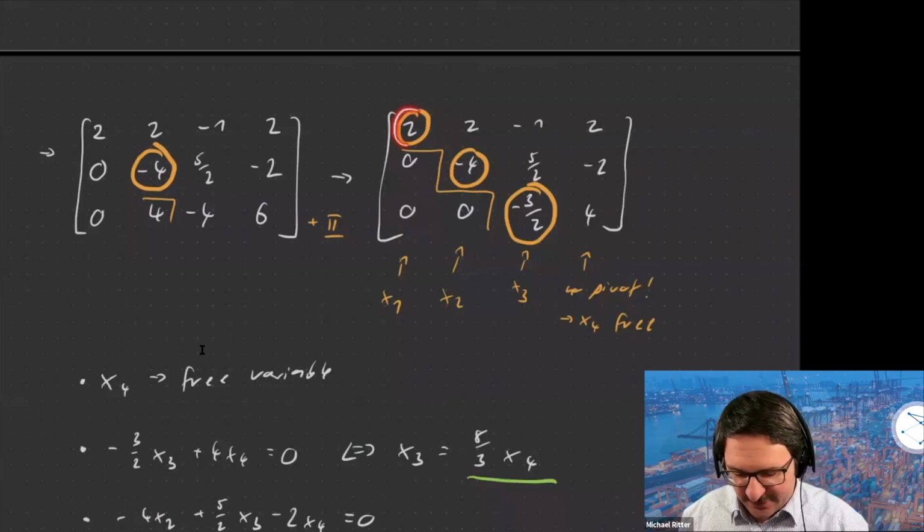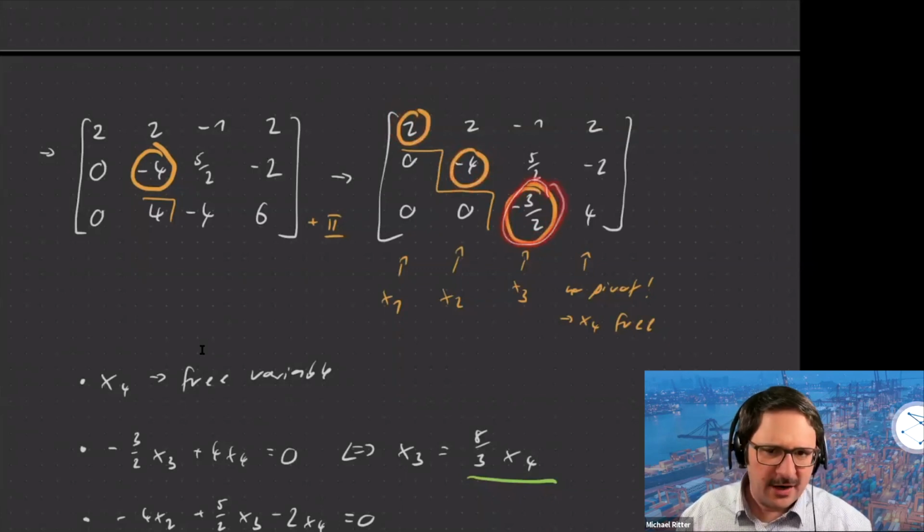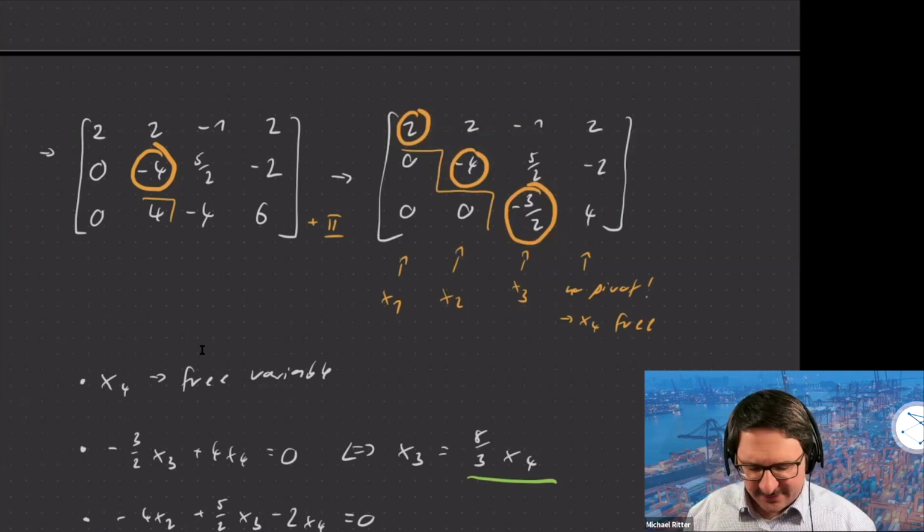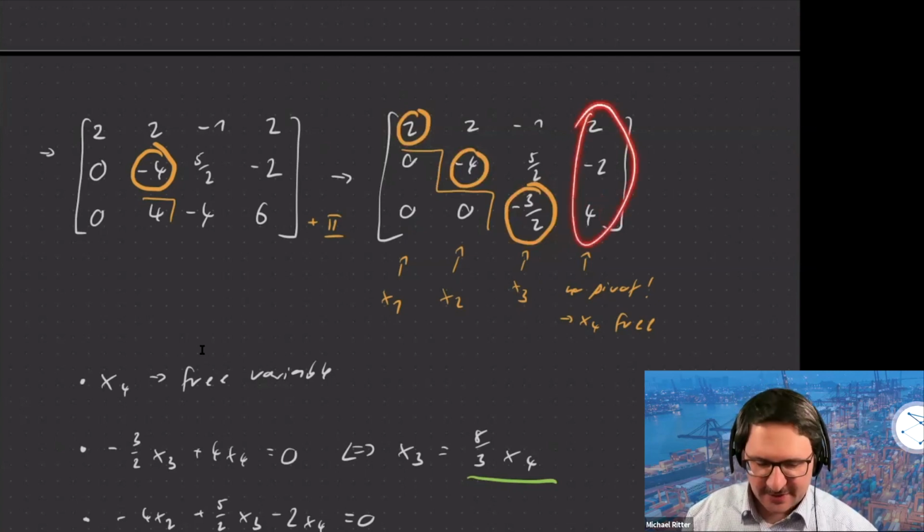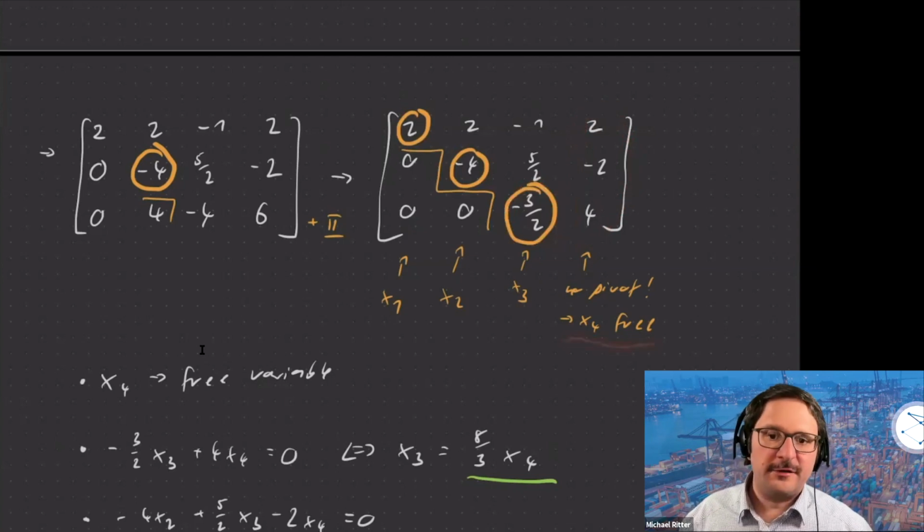So we have these pivots here. And there's never a pivot to the right of a pivot, at least not in the same row. So this cannot be a pivot. And that's why this column does not have a pivot element. So X4 is a free variable. And the others are not, because X3, X2, X1 do have pivot elements.